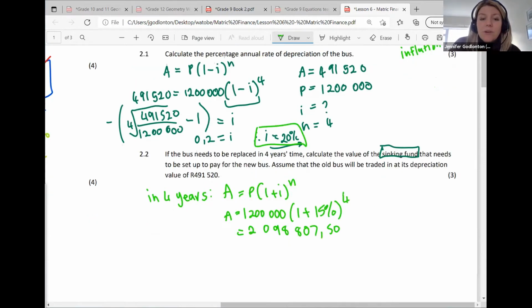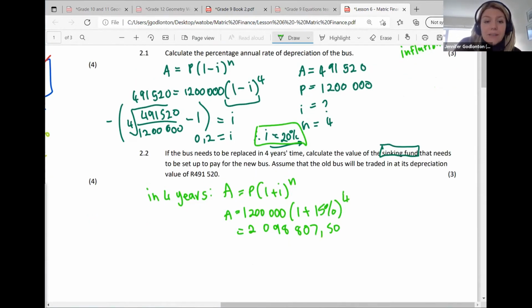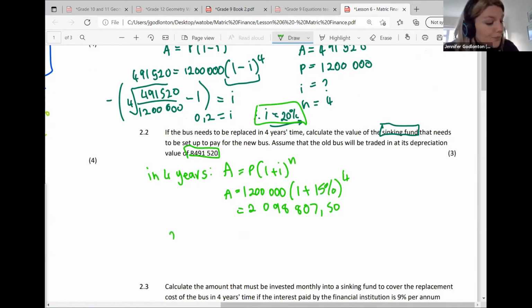But they've told us that we will be trading in our bus for 491,520 rand. So we are now going to take this value, 2,098,807.50, and we're going to subtract what we would be trading in.